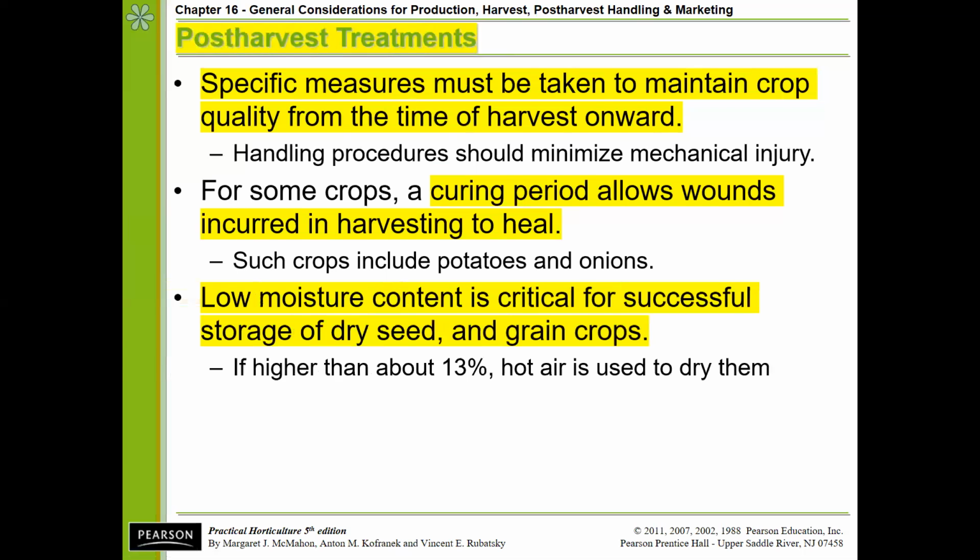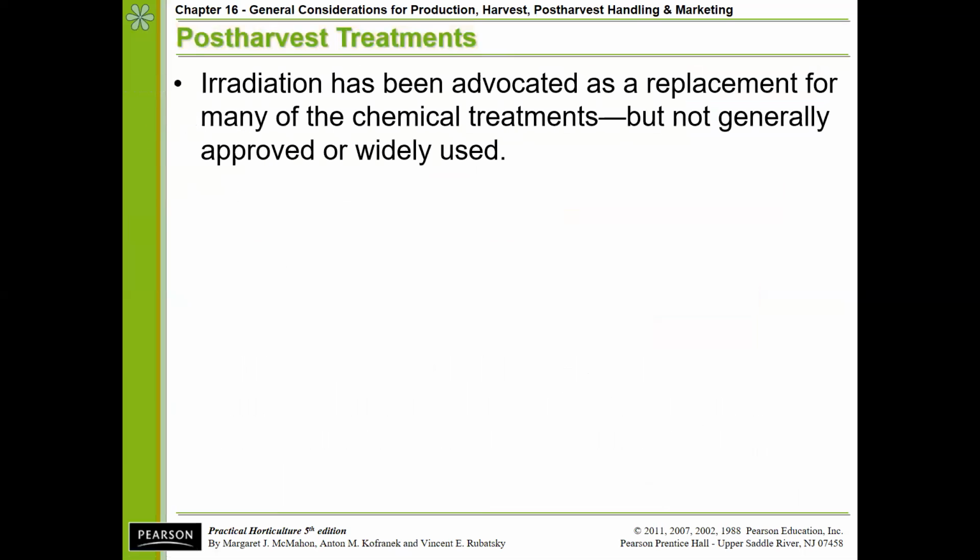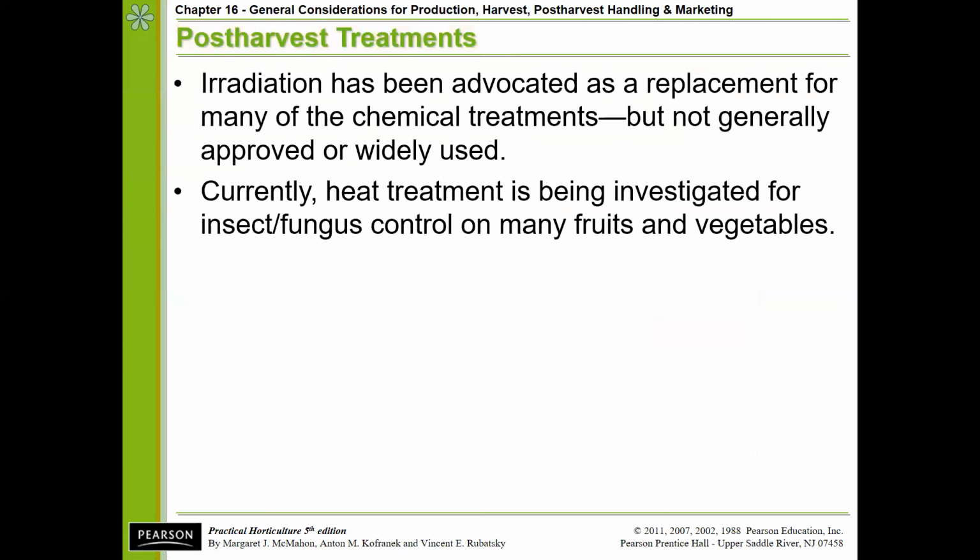And if that moisture content is over 13%, in some cases they actually use hot air to try to dry them. And there are some chemical treatments out there as well to prevent some types of deterioration. Not widely used and really not approved by the FDA, but irradiation in some cases has been advocated for as a replacement for some of these chemical treatments. Sounds kind of scary to me. Heat treatment is also being looked at and is used in some cases for insect and fungus control in many fruits and vegetables.